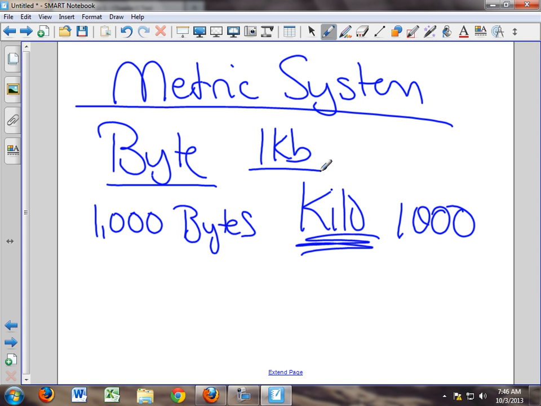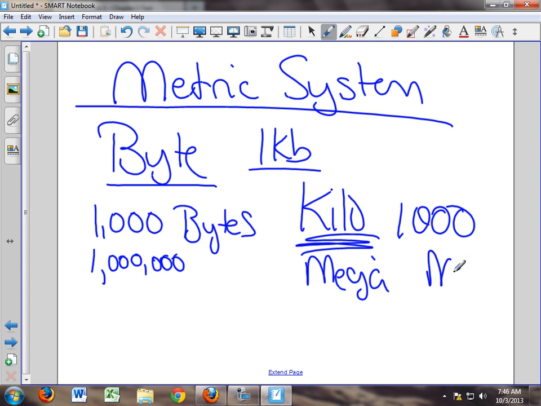Okay, and the next one we go to is 1 million bytes. Come on. Okay. So 1 million bytes would be a megabyte. So a million is a mega, and that would be referenced as MB. So a megabyte is a million bytes, and it's referenced as MB. Okay. Then we've got a billion bytes. And what would that be? Giga. Okay.